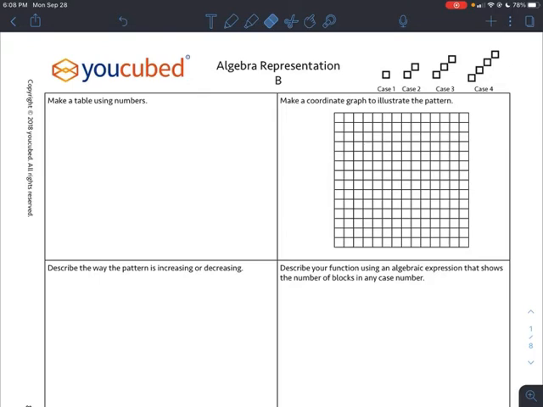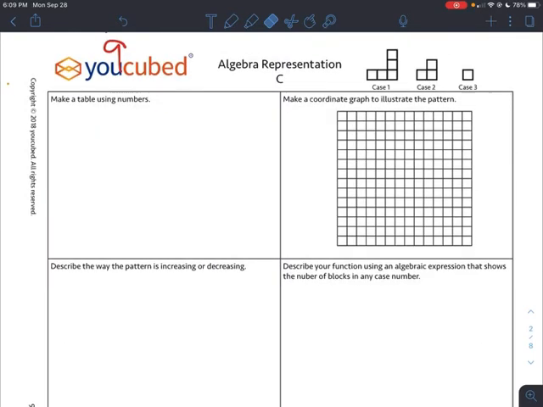I will do B. You know what? Let me rephrase that. You will do B, you will do D, and you will make 2 problems. I will do C right now. Okay, so we have up in the right-hand corner here, case 1, case 2, and case 3. The first thing we're going to be doing is making a table. You're going to set your table up something like this.